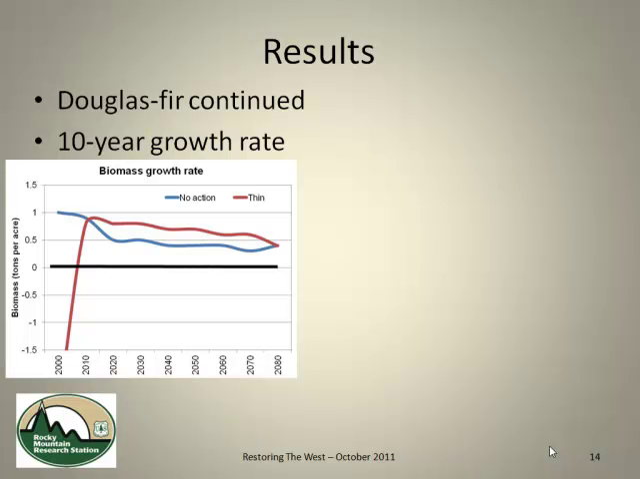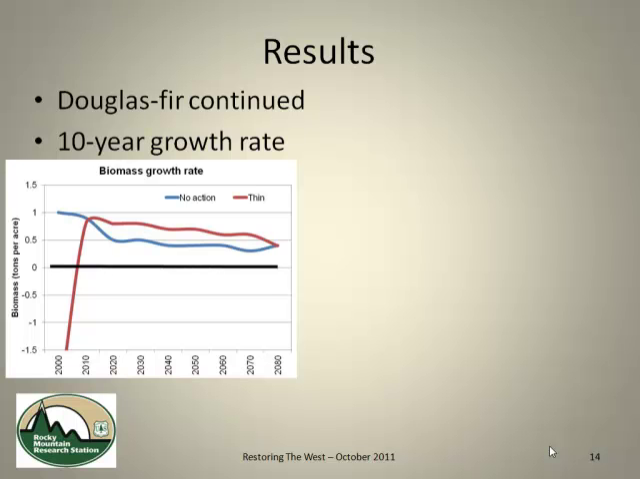So here's the annual biomass accumulation rate. The colors are the same. The blue is the no action, the red is the thinning. And what we see is that after the drastic loss from the thinning, the stand begins to accumulate biomass at a faster rate than the no action and continues to until the end of this rotation. So it appears as if that thinning actually had an increased and a sustained effect.